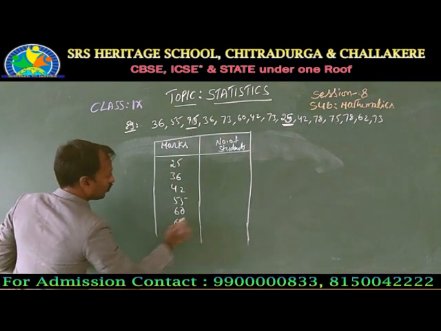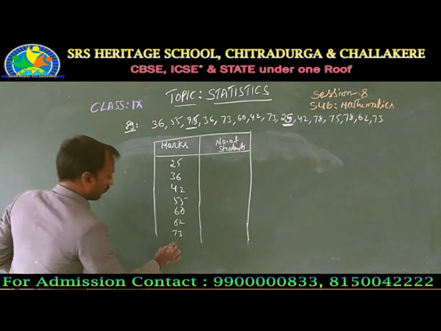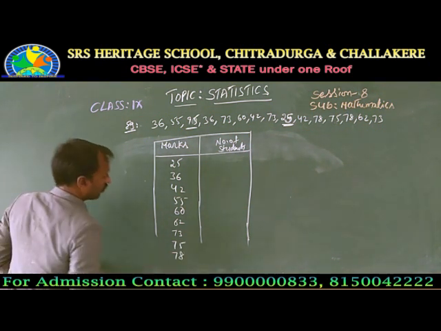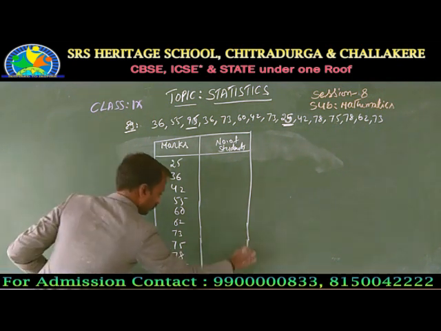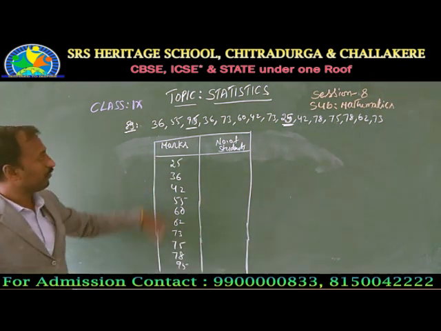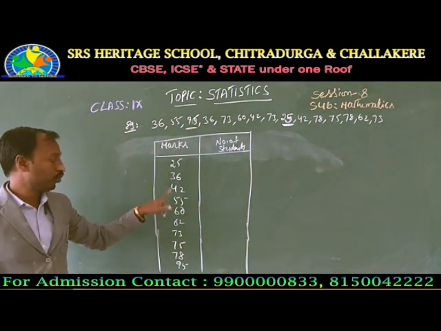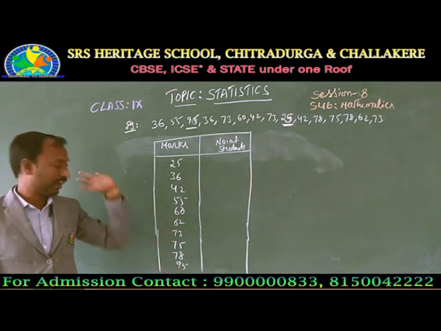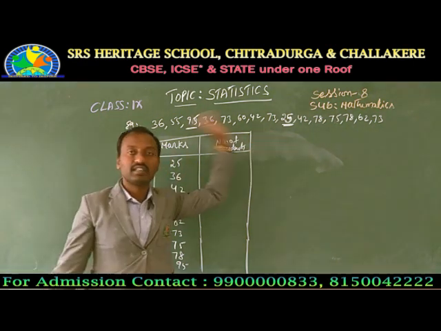And 62, 73, see the different marks here: 25, 36, 42, 55, 60, 62, 73, 75, 78, 95. How many students got 25 marks in the group data?